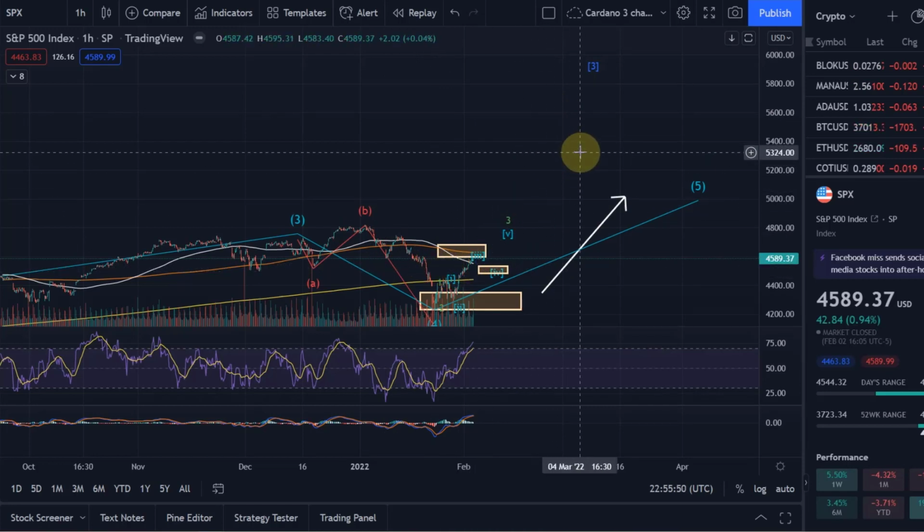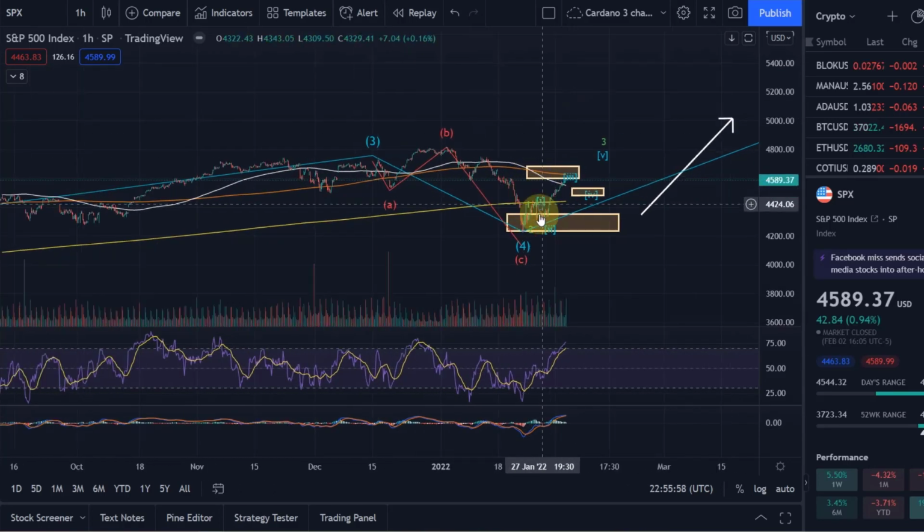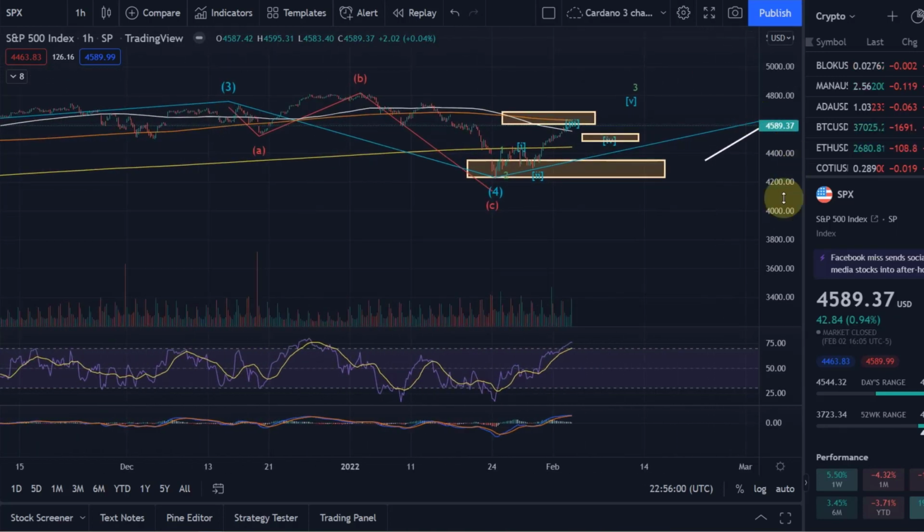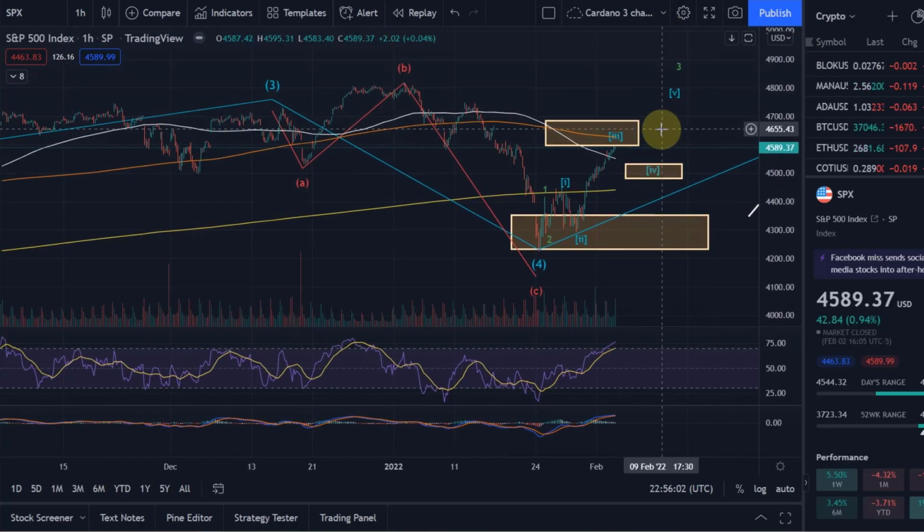On this channel, I'll definitely keep you updated. So hopefully you like this S&P 500 update. Let's see if that is actually going to play out like indicated here on the chart. It will be very interesting. And I'll keep you updated.